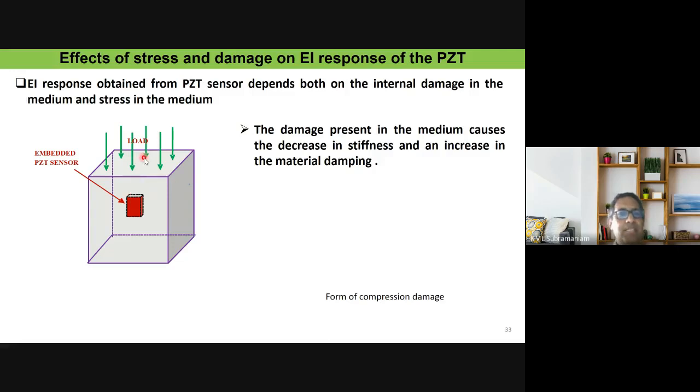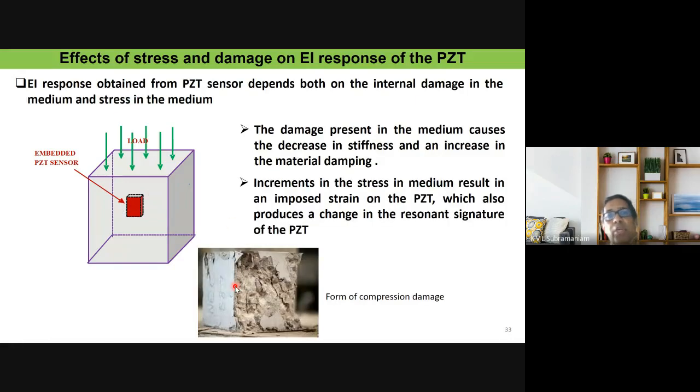But there's a small complication. When I have a concrete structure and damage is induced, typically concrete structures are loaded, so there will be load or stress already in the material. The issue is that PZT materials have a coupled electromechanical response. So if there is stress, I expect that it will also have some influence on the signature, or the EI response, of the PZT. So what we need to do is decouple the effect of the stress in the material medium from the damage in the material medium. And the third thing to think about is that concrete has different forms of damage. If I apply compression, damage is produced in the form of several cracks, as you see here.